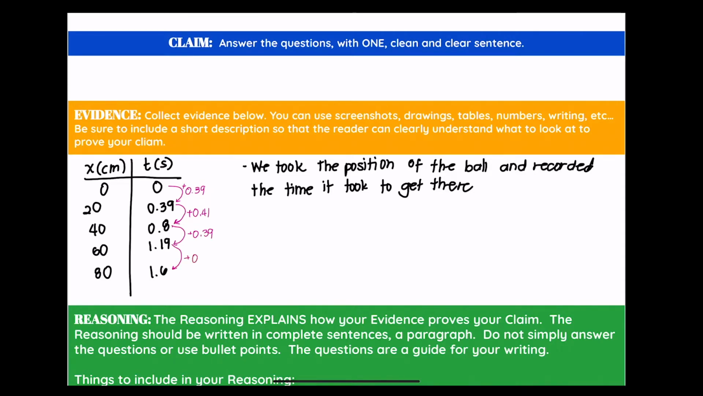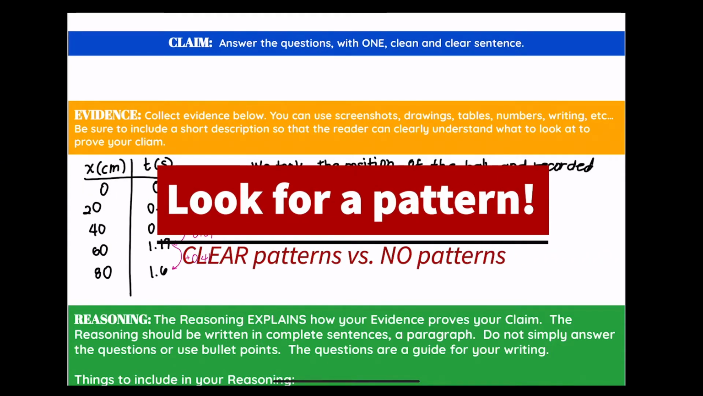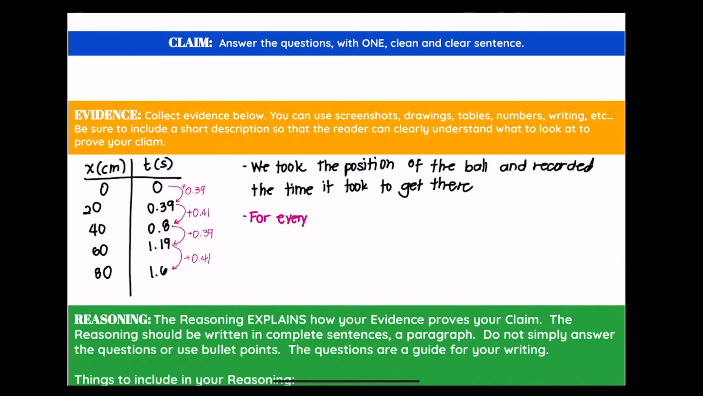And then we are seeing some sort of pattern here. Now, your data is not going to be an equally clean pattern like this. I made up this data to get my point across. So it says here, for every 20 centimeters the ball moved, it took about 0.4 seconds to get there. And this is just summarizing what our evidence looked like.